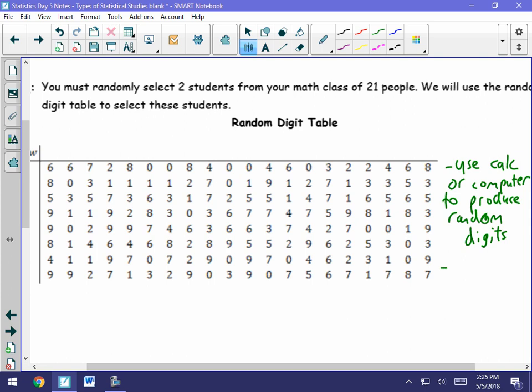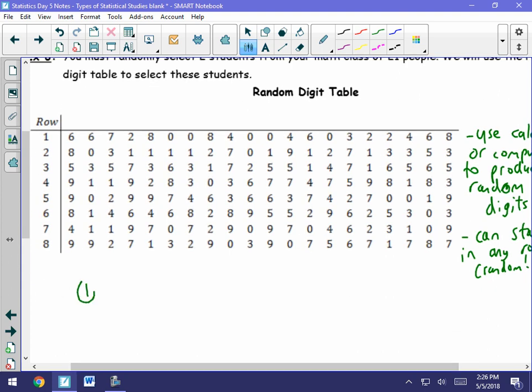Another way to make it even more random, as I'll show you in a second, is that you can start in any row, which makes it even more random. So now you're adding another level of random on top of the randomness of the random numbers. The way that we're going to use this to pick 2 people out of our class of 21 people is we're going to number the students in the class. Because we've got 21 people, we need 2 digits. So we're going to number them from 00 to 20, which will actually be 21 numbers in the end because we're counting 0 as 1.